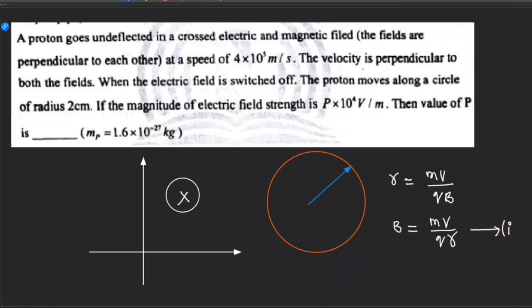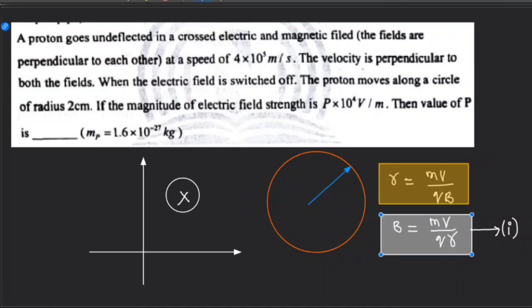So substitute those values. If I calculate it, that will take more time, 1.5 hours, 2 hours, right? So I am not doing that calculation part. I am just explaining the answer, how it comes, that is why I am not doing the calculation part. Please you guys do it. So B is equal to mv by qR. So that is how we get this B here.